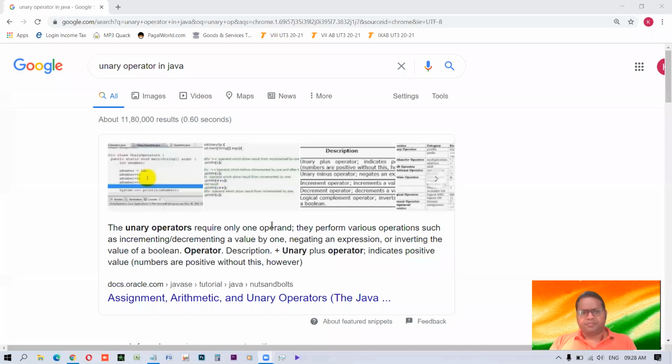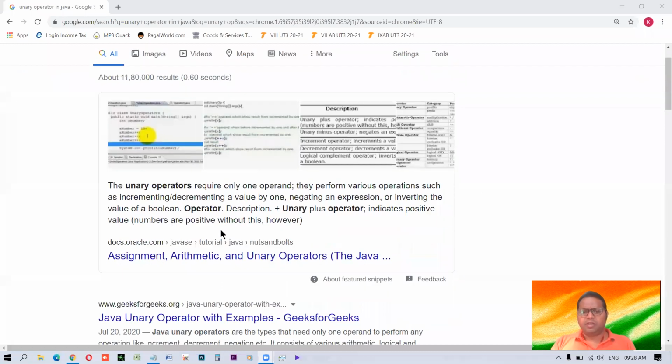So, unary is made from the word uni. Uni, bi, tri, tetra, penta. This is one, two, three, four. So, unary is derived from the word uni. Uni means one. Bi means two. Tri means three. Tetra means four. So we are in unary operator. So unary operator is such kind of operator which needs only one operand.